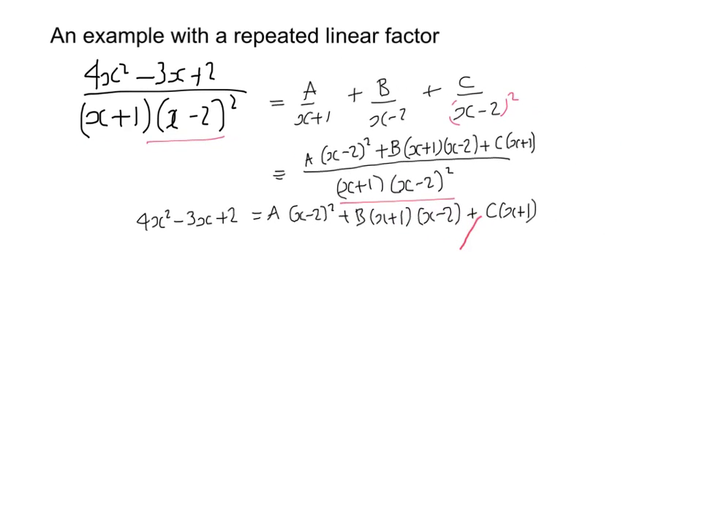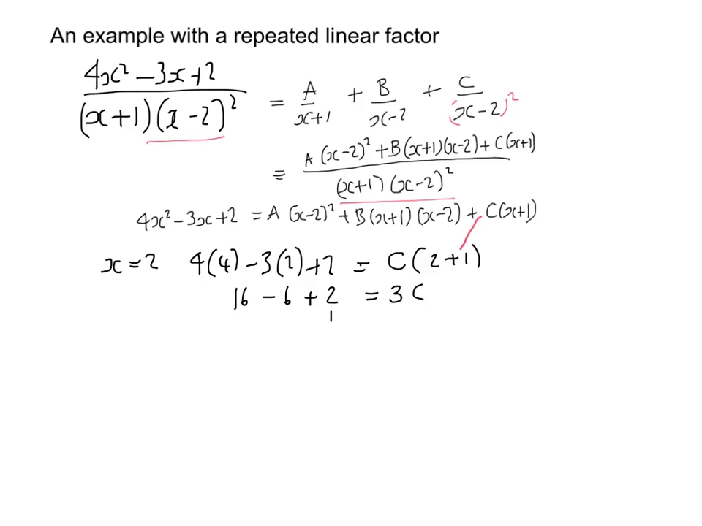Okay, so let's make a little bit more space. We'll do the same process as before initially. So we're going to first of all make the x minus 2 bracket equal to 0. So we'll say x is 2. So we've got 4 lots of 4 minus 3 lots of 2 plus 2 on the left-hand side. The x minus 2 bracket is now 0, so the A term goes and the B term goes, so we've just got C times 2 plus 1. Okay, so we've got 16 minus 6 plus 2 is equal to 3C, so that's 12 is equal to 3C, and C is equal to 4.